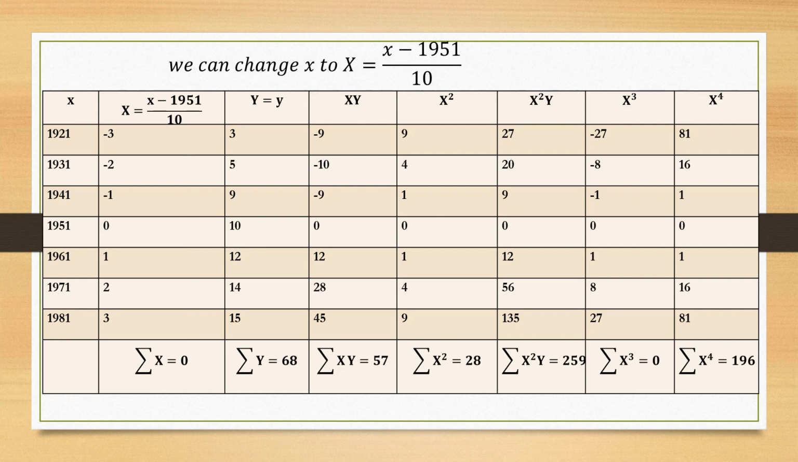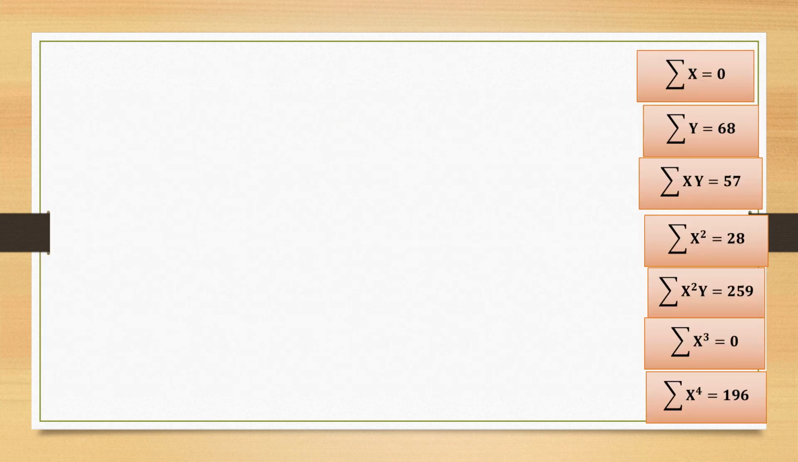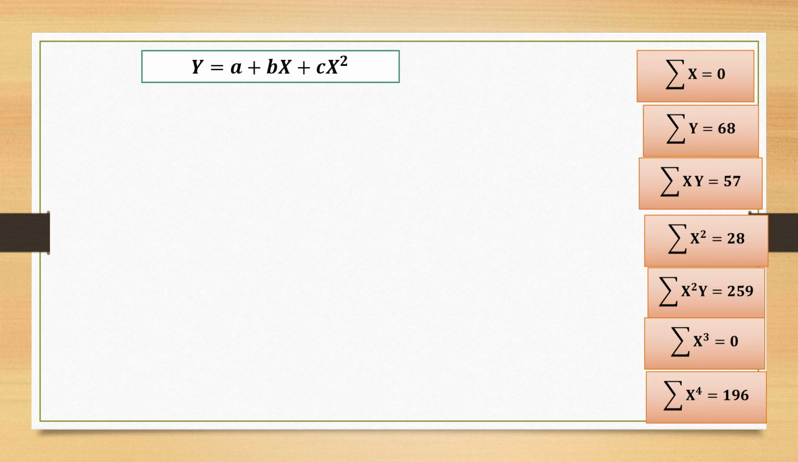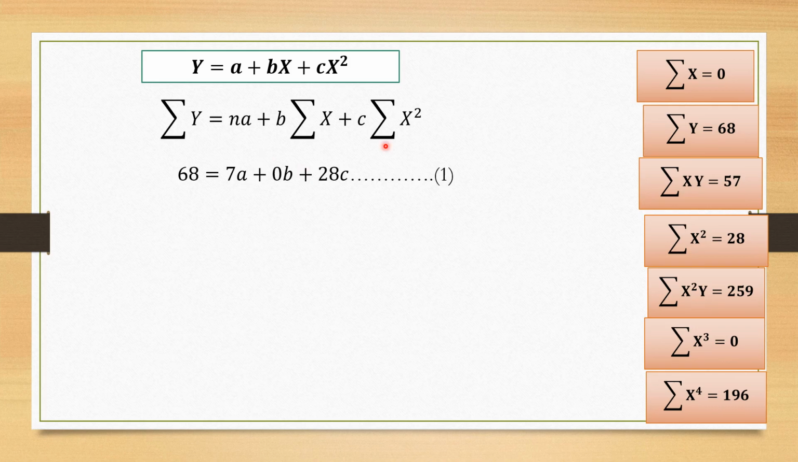Now everything we are going to substitute in the equation capital Y is equal to A plus B into capital X plus C into capital X square. Again, the normal equations are written based on this equation, taking summation on both the sides. So summation Y is N into A plus B into summation X plus C into summation X square. Substituting the values: 68, 7 into A, since the total data entries were given as 7, so N is equal to 7. Summation X is 0. Summation X square is 28.